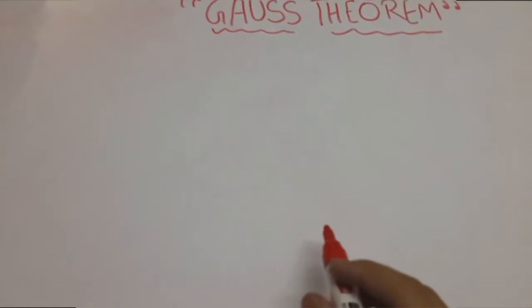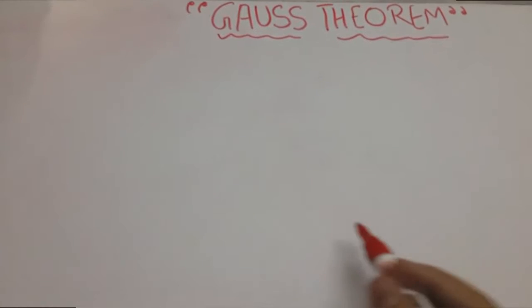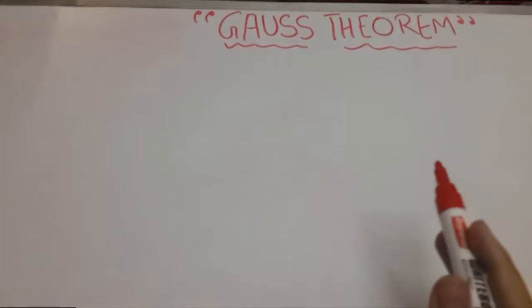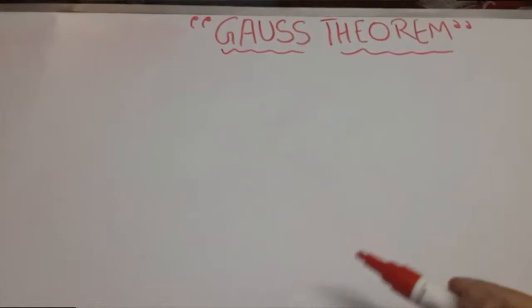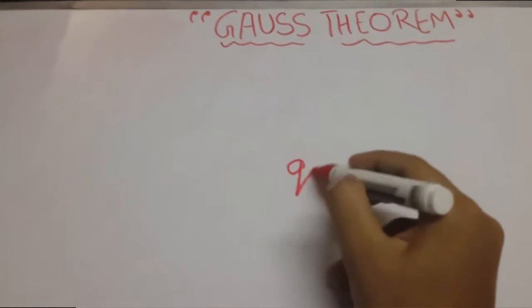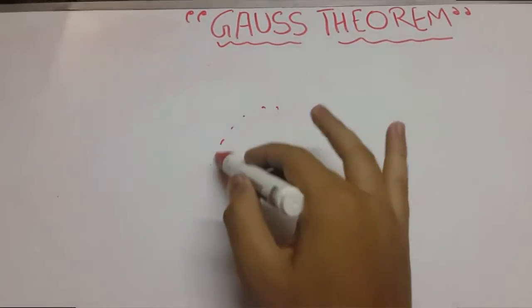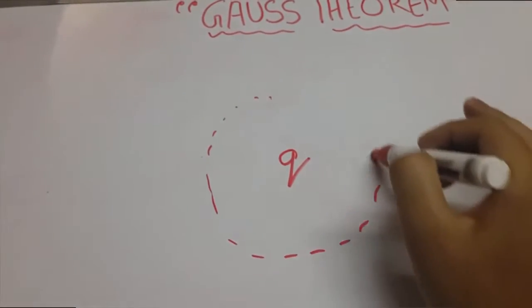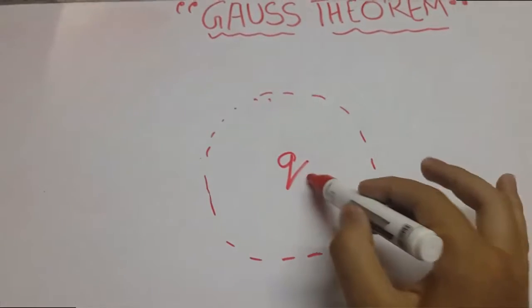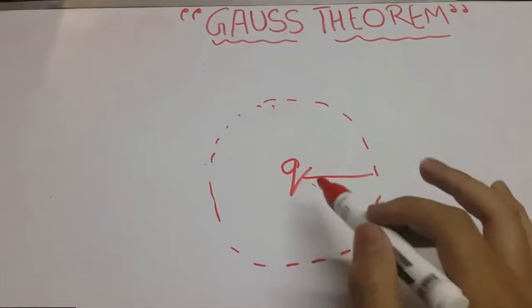Guys, in the last video we talked about the area vector and the electric flux. Today we are going to talk about the Gauss theorem, and before that we will get to know what a Gaussian surface is. Suppose a charge Q, a positive charge, and draw a sphere around it with a radius r from the center, which is the charge Q.